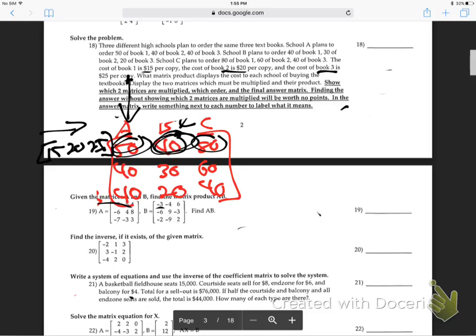Start in the first row. So is that going to do the right thing? It will. 15, remember that's book one, is going to multiply 50. That's good. The first step is always good. You got to check the second step, really. 20 is going to multiply 40 because he's going down. Is that right? Perfect. 40 is book two, and 20 is book two. That's book two with book two. That's the right thing.